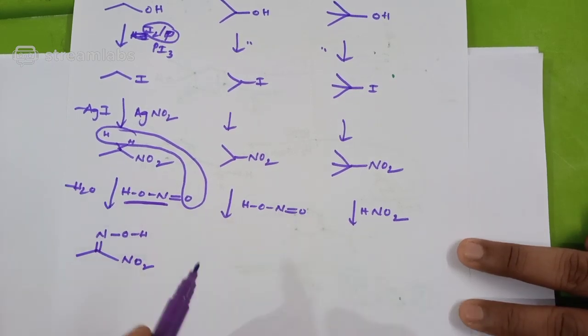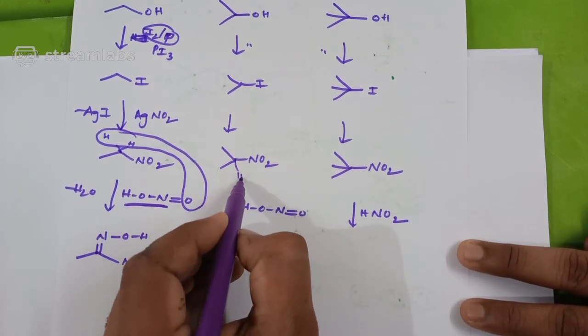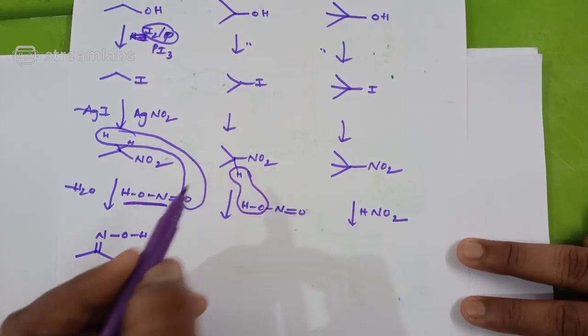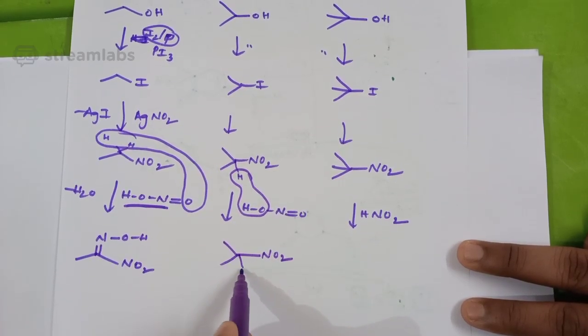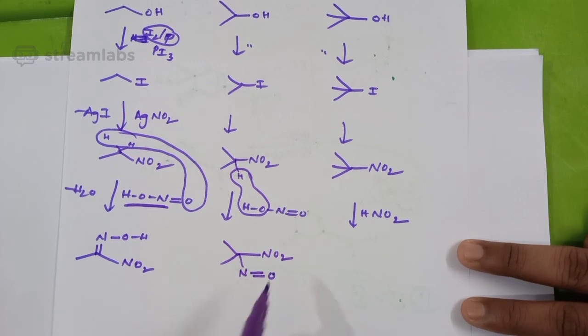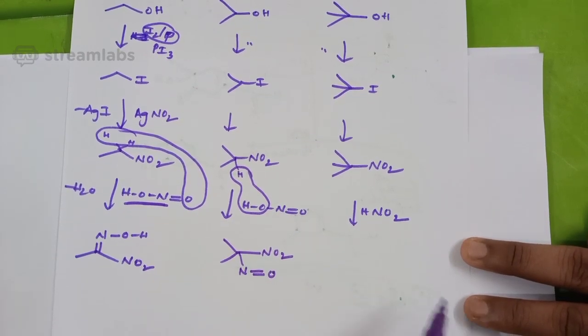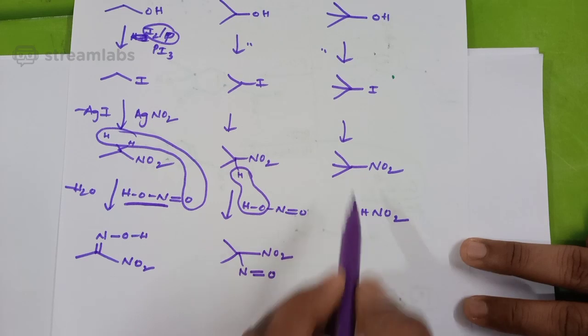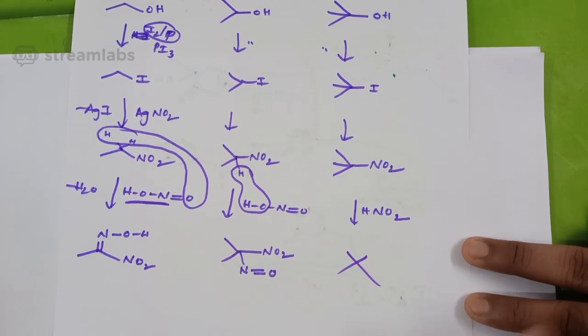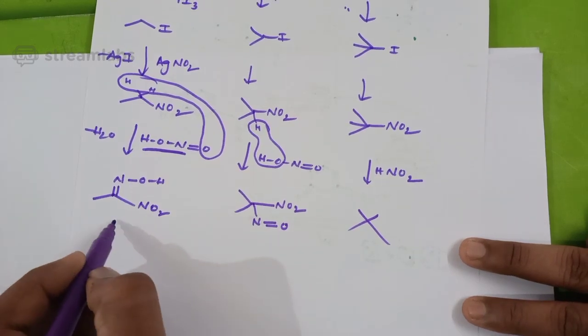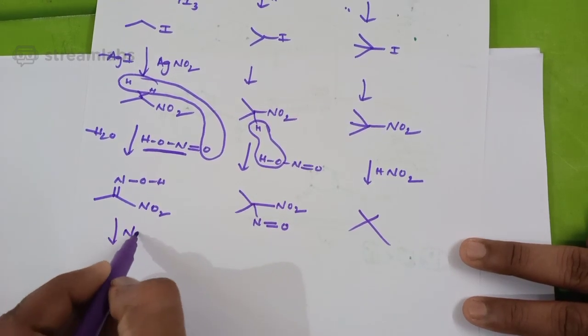Okay, and in this case only one acidic hydrogen is there, so this H and OH are removed and it forms NO2, N double bond O. But here there is no acidic hydrogen on the alpha carbon, hence no reaction. Clear? And I am using one more reagent to distinguish first and second.